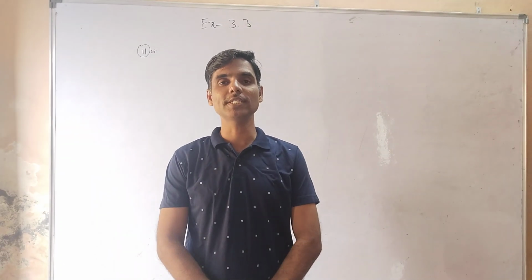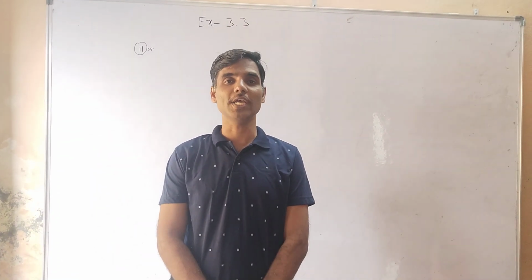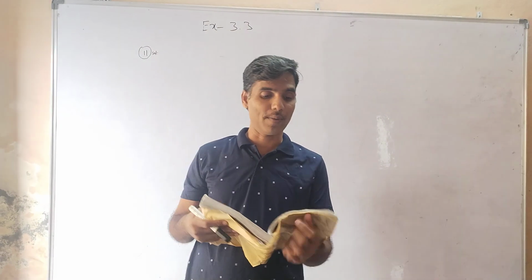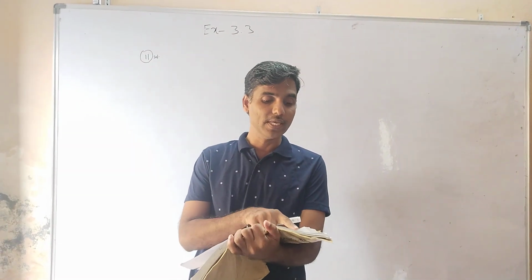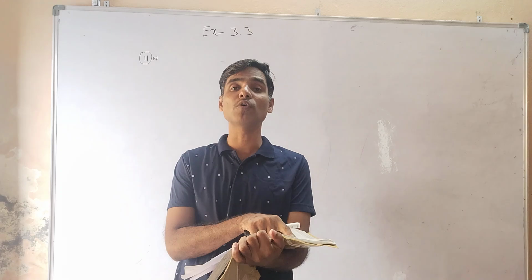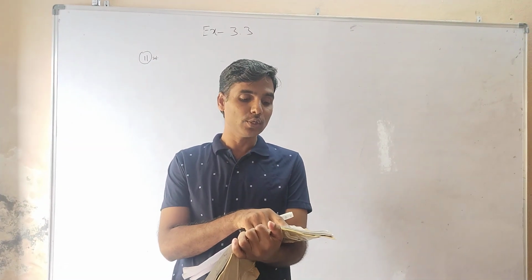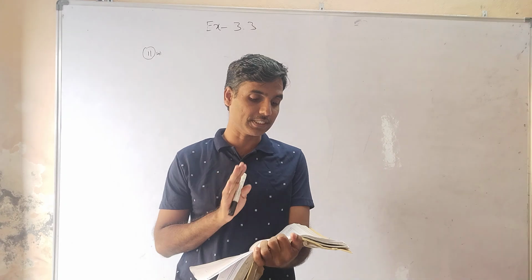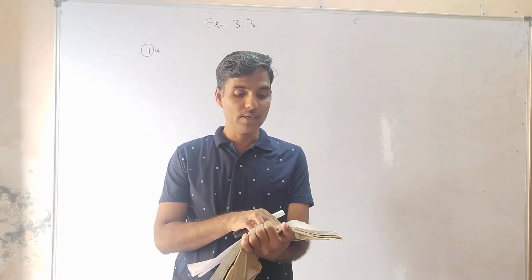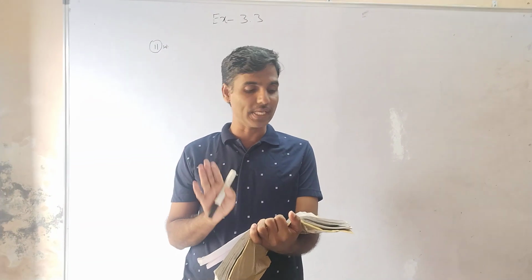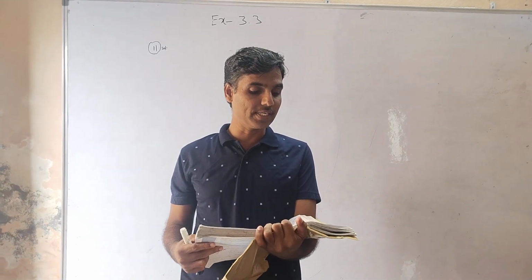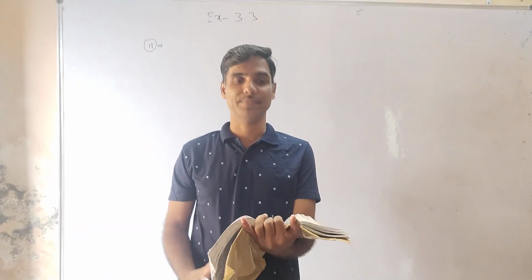7th class mathematics, 3rd chapter, simple equations, exercise 3.3, 11th problem. Here, a sum of ₹3000 is to be given in the form of 63 prizes, total 63 prizes. If the prize money is either ₹100 or ₹25, find the number of prizes of each type.